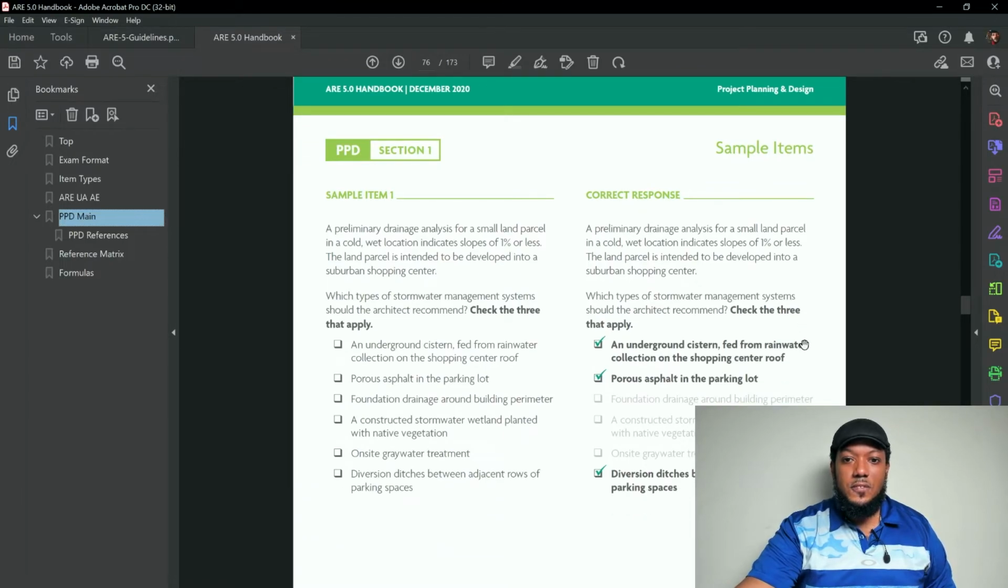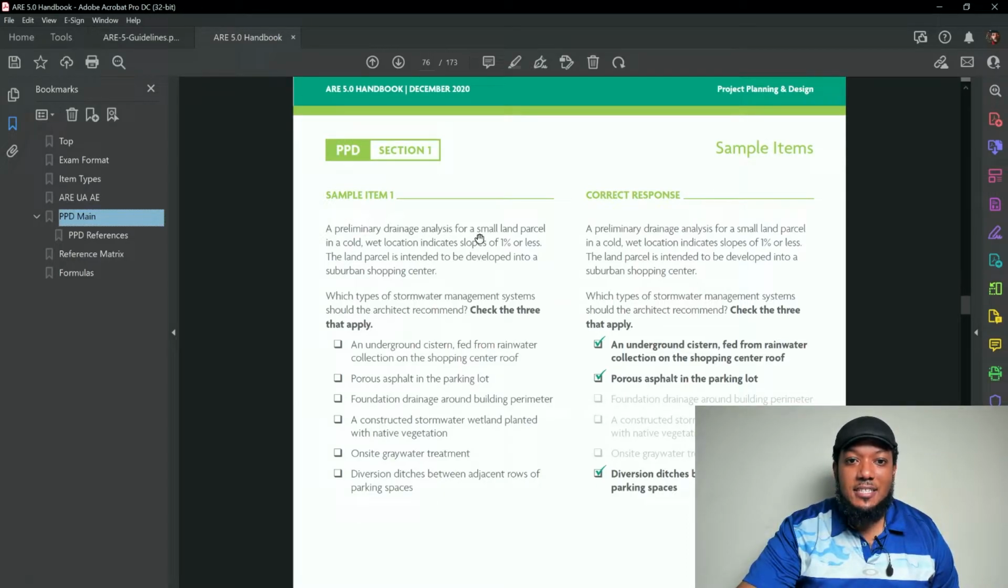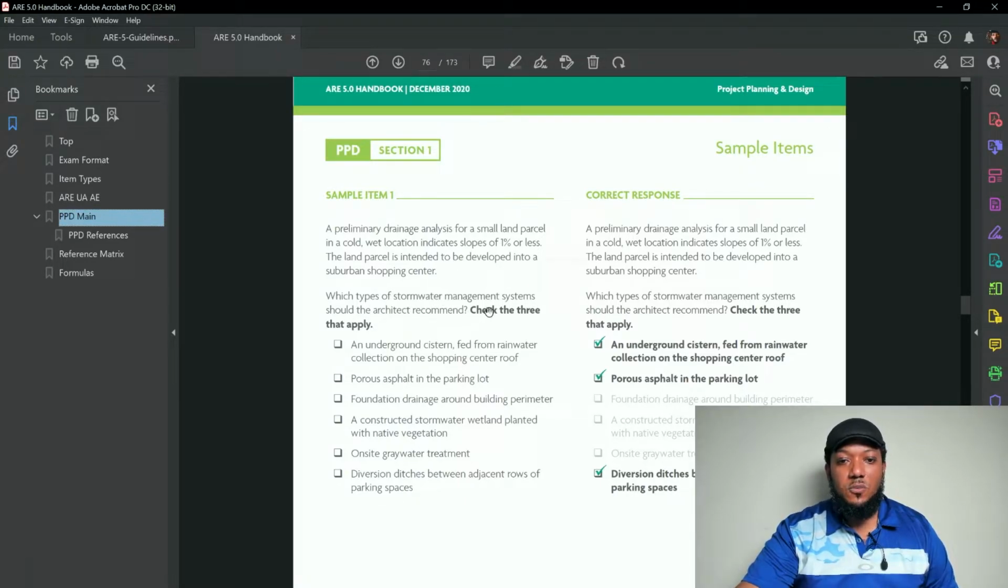Let's look at the first example question here. This is talking about a preliminary drainage analysis for a small land parcel, and a code allocation indicates a slope of 1% or less. The land parcel is intended to be developed into a suburban shopping center. Which types of stormwater management systems should the architect recommend?